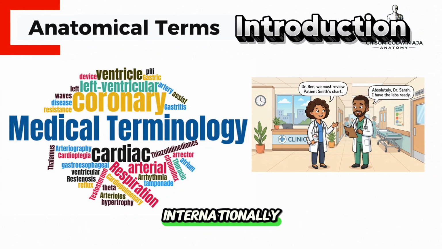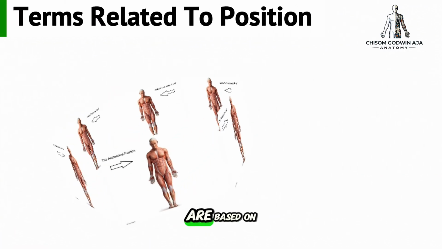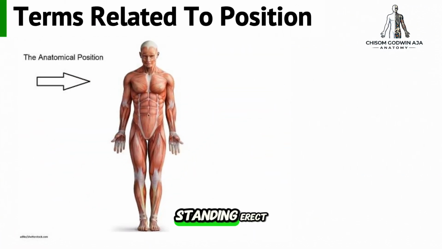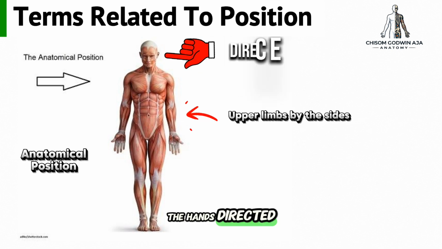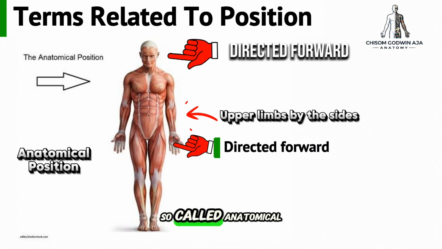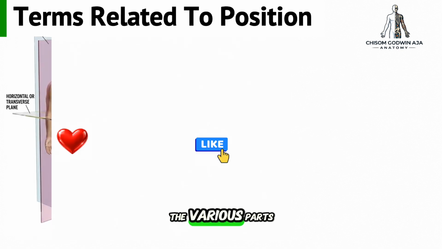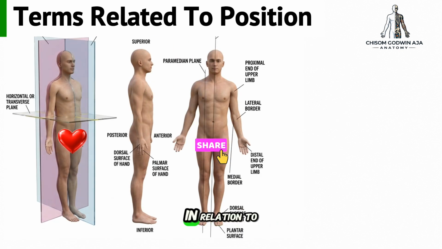and internationally. All descriptions of the human body are based on the assumption that the person is standing erect, with upper limbs by the sides and the face and palms of the hands directed forward. This is the so-called anatomical position. The various parts of the body are then described in relation to certain imaginary planes.